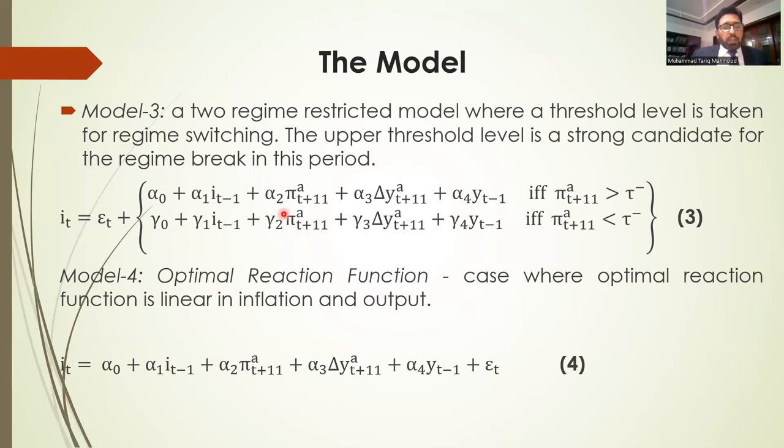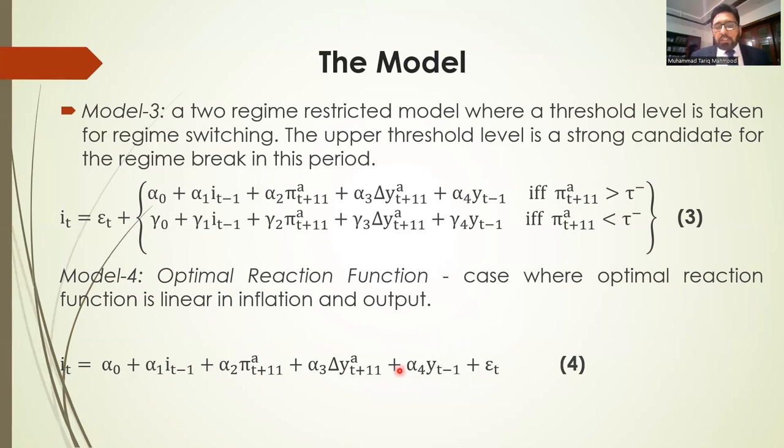Similarly, we are going to have a fourth model, and this is the linear inflation and output model, or the linear reaction function of the monetary policy, where we have not incorporated any type of threshold levels or any type of nonlinear or asymmetric behavior of the central bank. So the central bank is responding to its own inertia: the interest rate responding to inertia or autoregressive behavior, the interest rate responding to the expected inflation, the output gap as usual, and the lag value of the output.